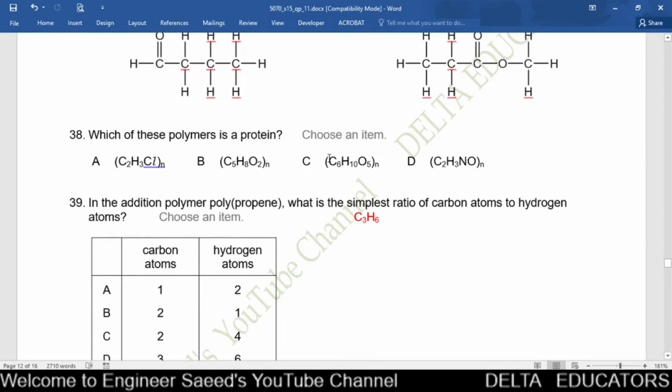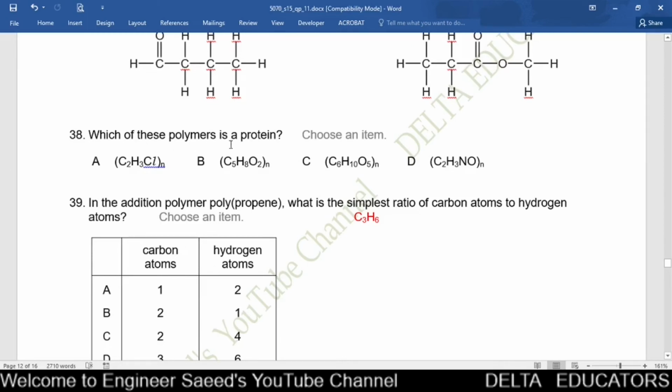Question number 38. Which of these polymers is a protein? In proteins, the constituent elements are carbon, hydrogen, oxygen and nitrogen. Now if we check the options, in option A we have carbon, hydrogen and chlorine. We don't have nitrogen and oxygen, so this one cannot be a protein.